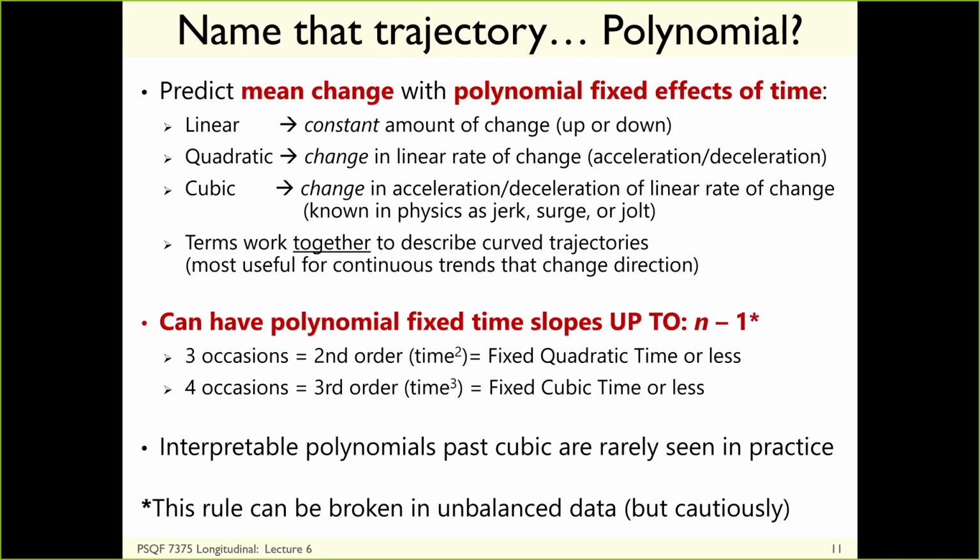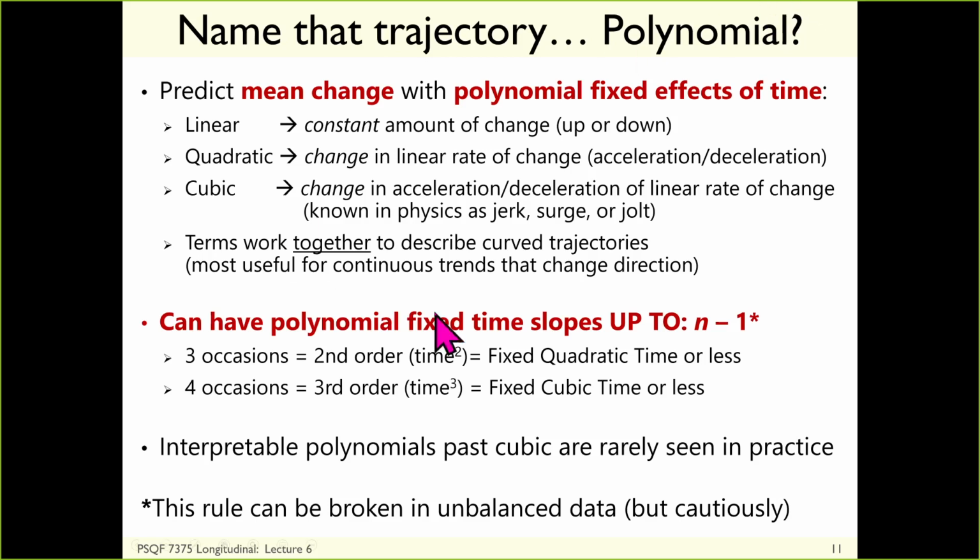What's known, in physics terms, as either a jerk, a surge, or a jolt. And I like jerk the best because it's like, who would put time cubed in their model? What a jerk. No, it's a cubic trend. In practice, you can have higher order trajectories. You could put time to the fourth or time to the fifth. I have never seen anything like that be even remotely useful or interpretable past time cubed. I have seen a cubic that actually made sense, but beyond that, nope.